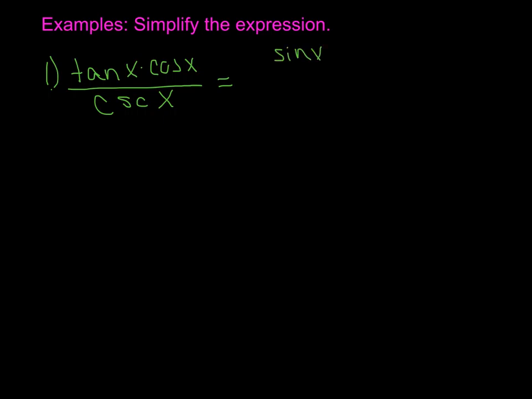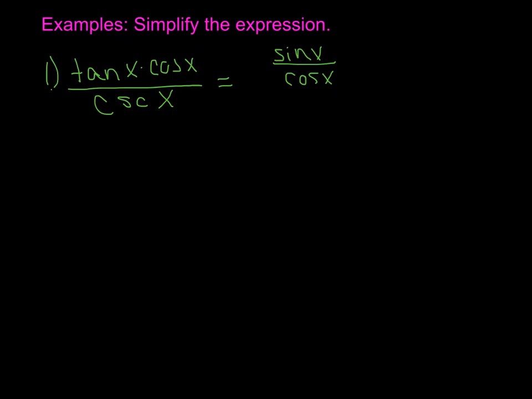Okay, so the first one we're going to do is tangent x times cosine x divided by cosecant x. So the first thing I want to do is rewrite everything in terms of sine and cosine. So I know tangent is sine x over cosine x. And whatever variable they have in the expression is the variable you use.